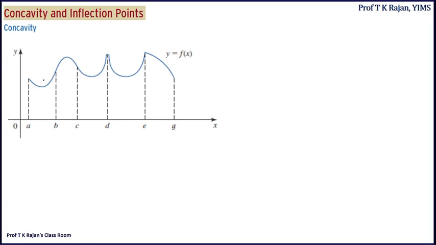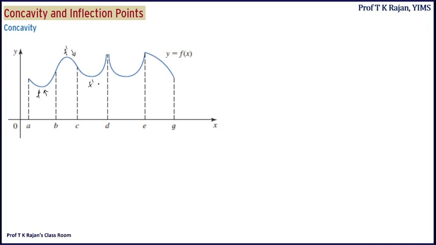Before that, let us observe this portion of the curve y equals f of x on various subintervals like AB, BC, CD, DE, EG. We can see that in the subinterval AB, the curve is concave upward, whereas in the subinterval BC, the curve is concave downward. Here it is concave upward. Here also it is concave upward. Here this portion of the curve is concave downward. As per the definition of concavity, here its derivative f dash is increasing. Here f dash is decreasing.